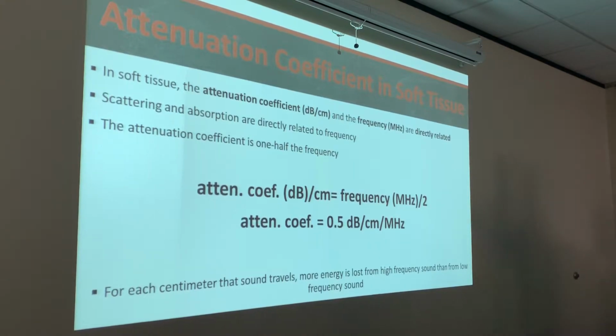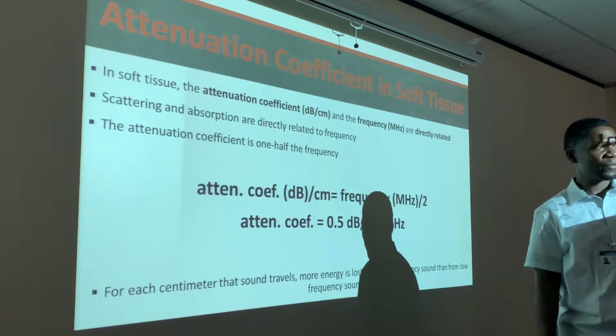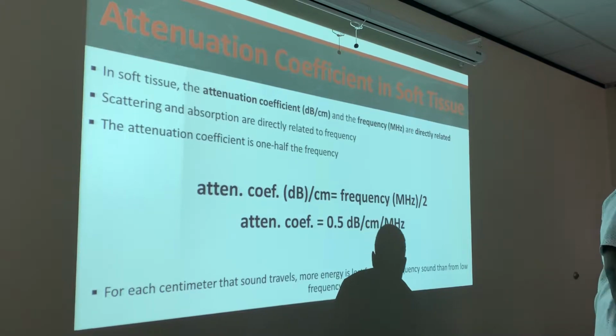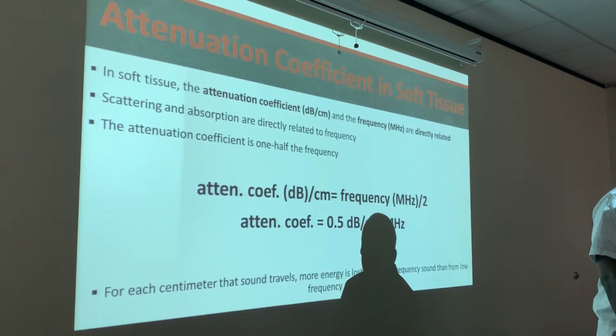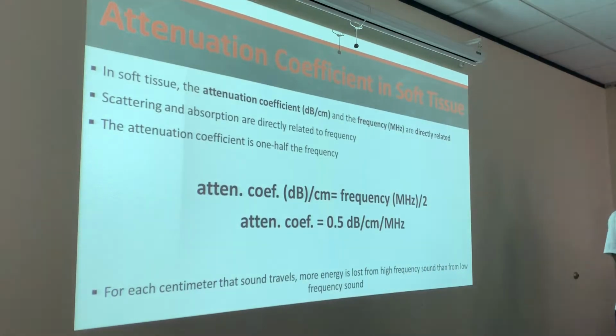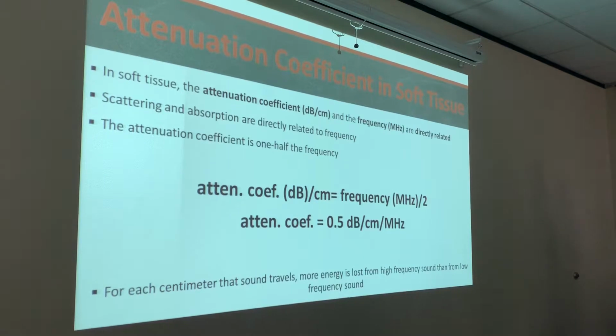We're good here. Attenuation coefficient in a specific tissue? 2 decibels per centimeter. In soft tissue? 0.5, half of the frequency. So be careful when I'm asking questions, know what I'm asking for. If I say soft tissue, know that it's half the frequency. If I say in a specific tissue, then I'm talking about on average 2 decibels per centimeter. We're good there?